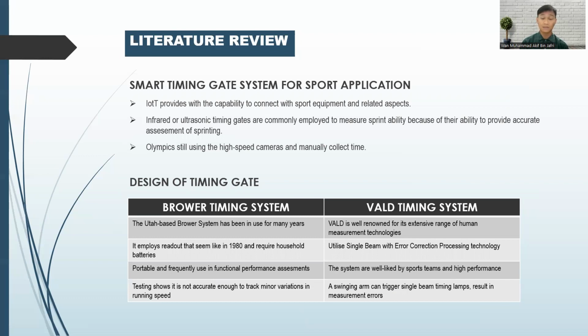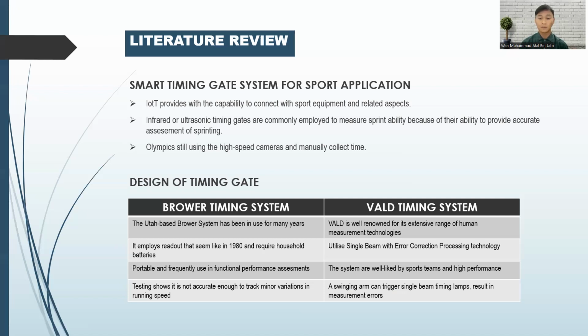The next literature review is the design of timing gate. This shows two designs of timing gate system. The first one is the Brower timing system, and the second one is the VAR timing system. The Brower timing system is the Utah-based Brower system that has been used for many years. It employs a layout that seems like 1980 and requires household batteries. It is also portable and frequently used in functional performance assessments. For testing, it is not accurate enough to track maneuvering in running speed, so it will give problems to the athletes.